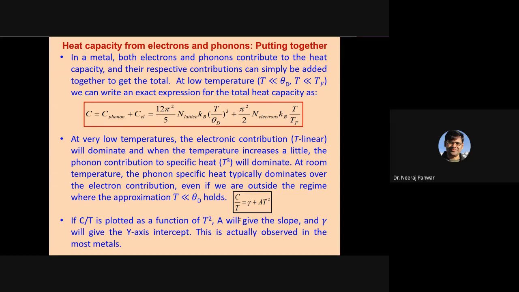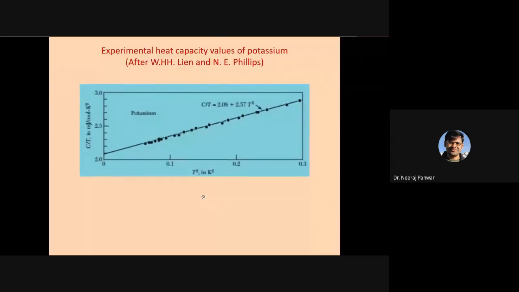The constant A will give the slope of the straight line, and the intercept on the y-axis will give the value of y, because it is y equal to C plus mx. So m is the slope, that is given by A, and the intercept on the y-axis is given by this gamma. This is observed in most of the metals.